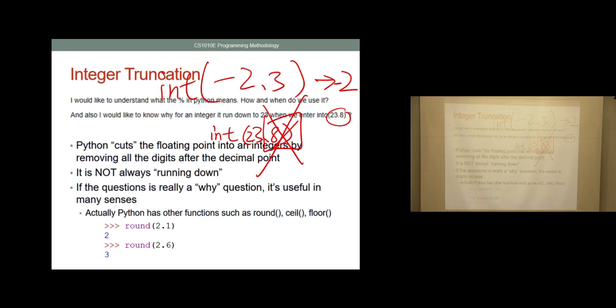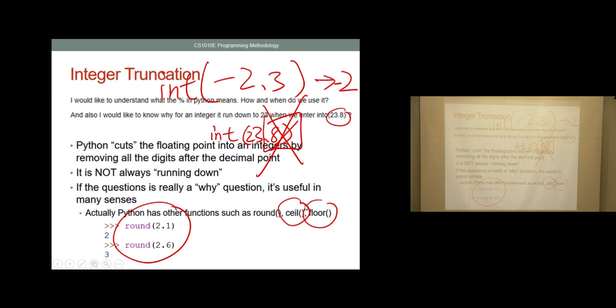So that is the integer sign. And in fact, if you want to do the normal rounding up and down, you can use the function round. You can see that round 2.1 becomes 2, and round 2.6 becomes 3. Or they have other functions, let's say, bring it to the ceiling or bring it to the floor.